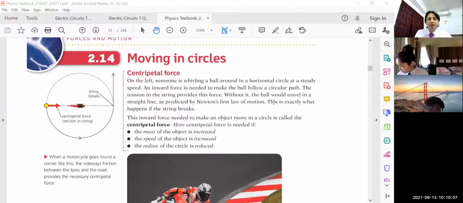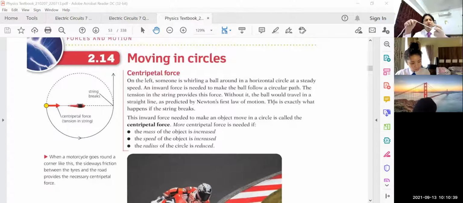Our students, here is topic 2.14, moving in circles. Here we are going to understand how things rotate, what circular motion is, and what force is responsible for objects moving or rotating in circular motion. What forces are responsible?